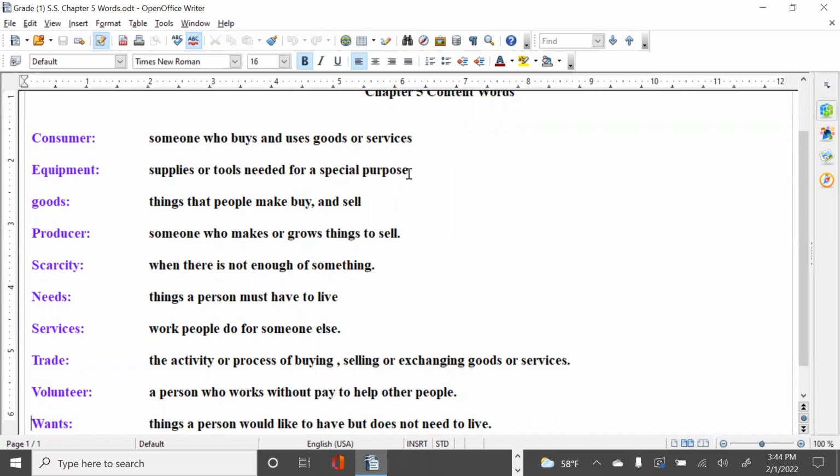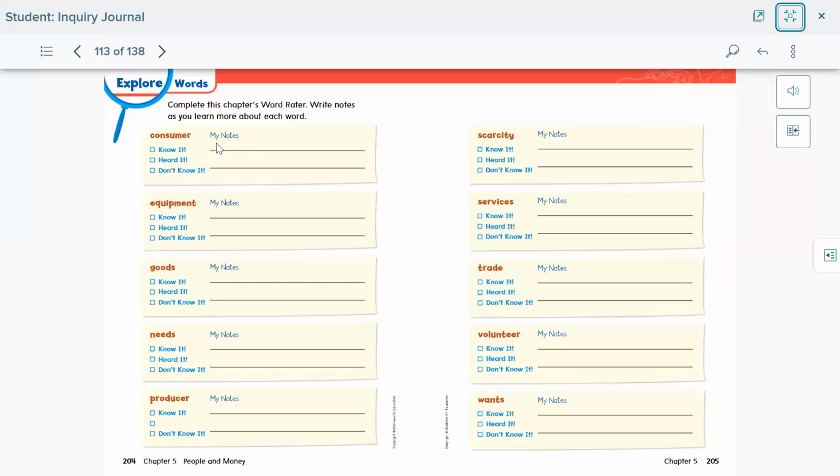Okay, so these are the words: consumer, equipment, goods, producer, scarcity, needs, things a person must have to live, and then we have services, trade, volunteer, and wants. These are the words that we will use to answer our activity on pages 204, 205 at the end of our chapter.